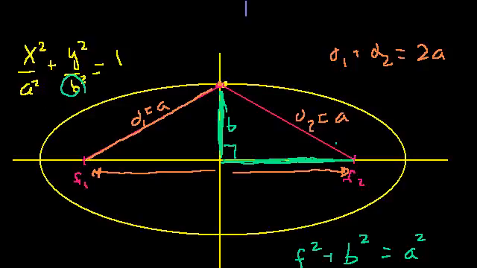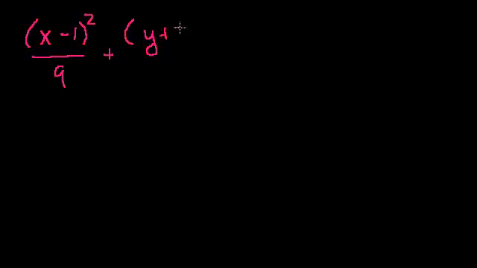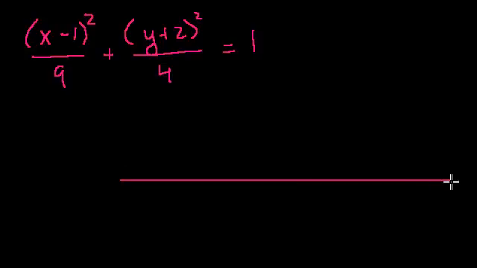Now let's see if we can use that to apply it to some real problems where they might ask you, hey, find the focal length or find the coordinates of the focuses. So let's say I had the equation x minus 1 squared over 9 plus y plus 2 squared over 4 is equal to 1. So let's just graph this first of all. This could be interesting. So I'll draw the axes. That's the x-axis. This is the y-axis.